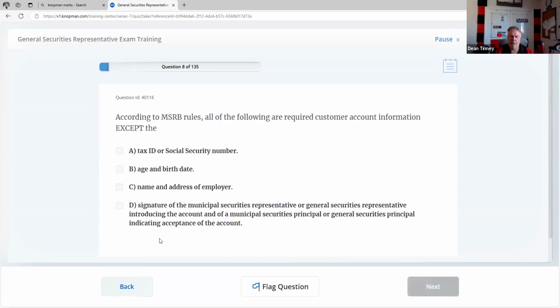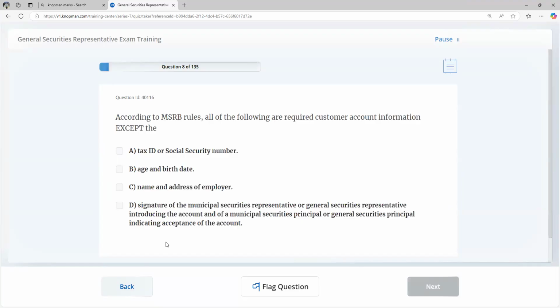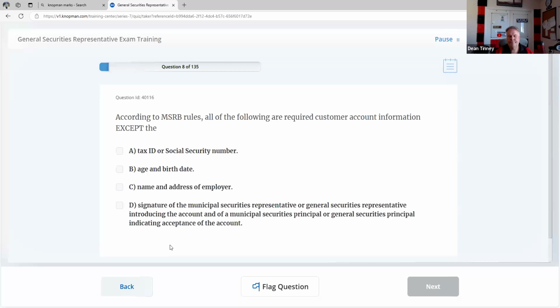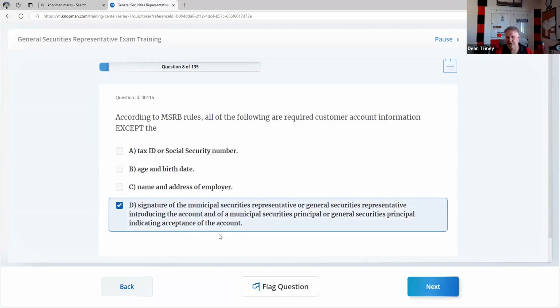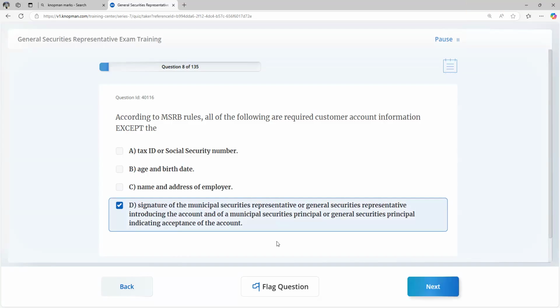According to MSRB rules, all of the following are required customer account information except the... I know that it's definitely the name and the birthday. I also think it's the social security number. Customer account information. Signature of the municipal securities principal introducing the account. Is it D? Yeah, remember, the customer doesn't have to sign the new account form, the principal does.